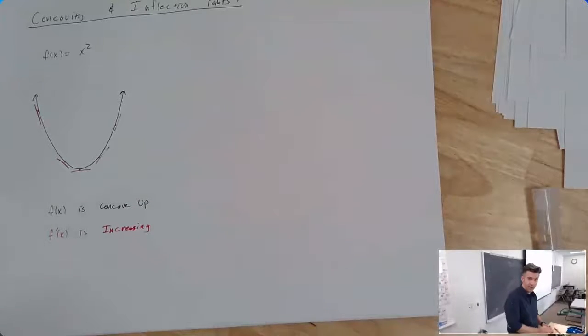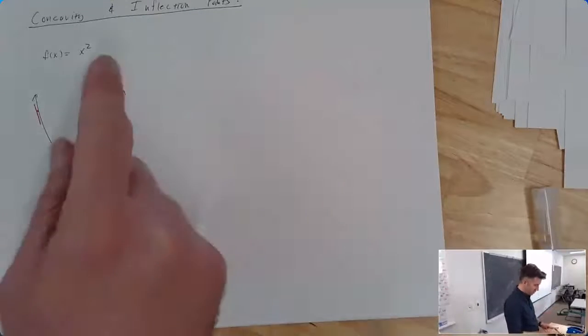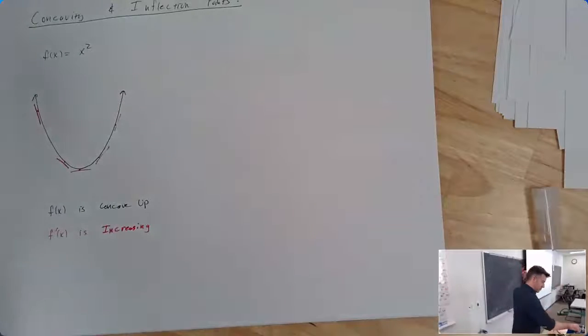It started off really negative. It got bigger, became less negative. It got bigger, became 0. It got bigger, became slightly positive. It got bigger, became very positive. So throughout the whole thing, the first derivative is increasing.